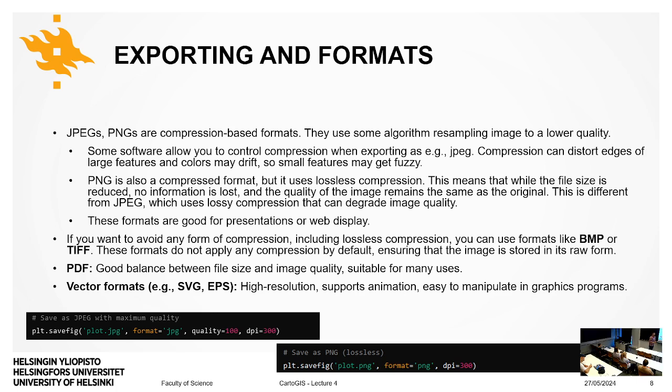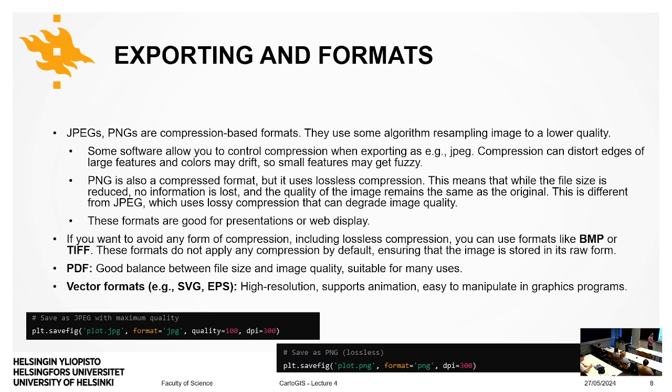In software, it's usually some slider you use, and if you're using, for example, Python, then there are parameters in matplotlib. Of course you specify the format you want, but with JPEG you can also say the quality. So 100 basically means it doesn't do compression for you. And then you can also specify DPI if you're going to print the map.